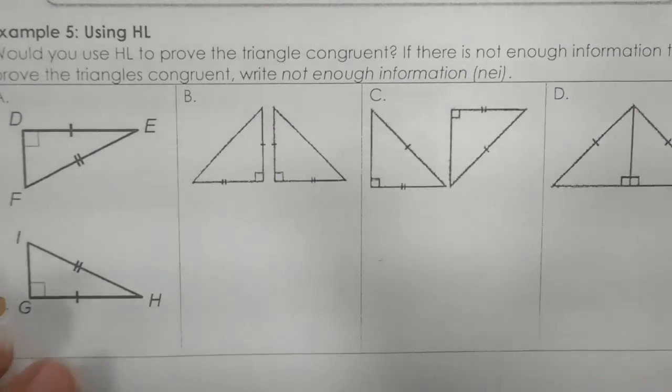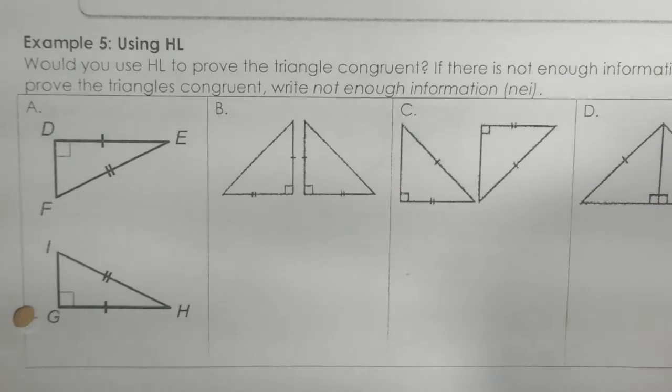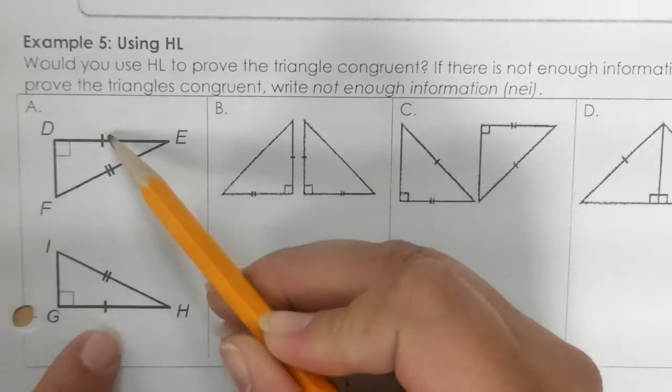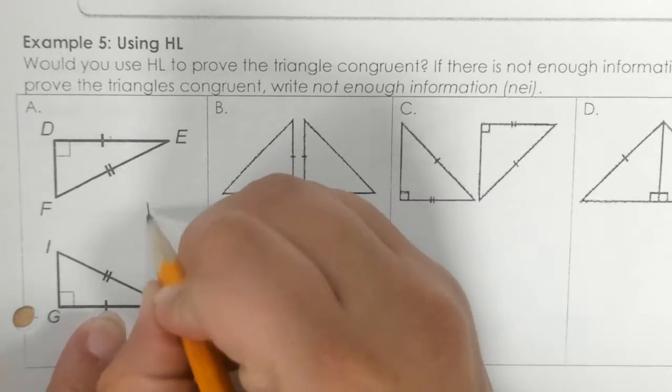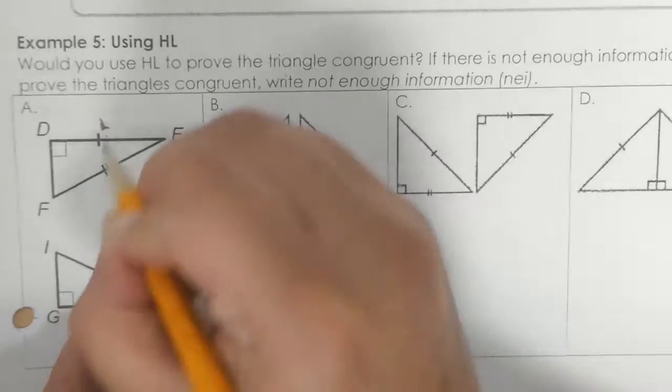Okay, so we know we have the angle part. We have the right angle. Now we need to compare. Do they have a matching hypotenuse and the same matching leg are congruent? Okay, so we check. We have our hypotenuse. We have the same leg. Matches up. So this is a HL. Hypotenuse, leg. And we have our right angle.